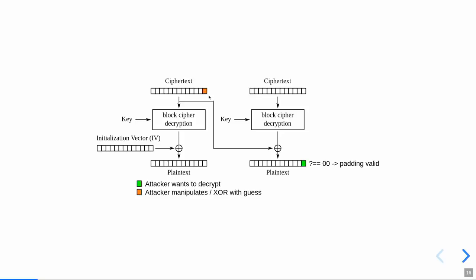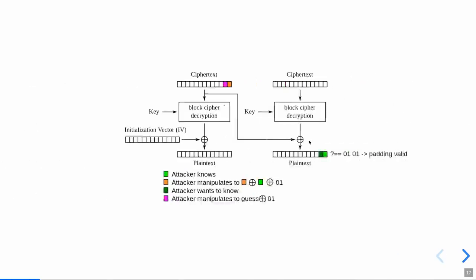And XORs it with this value. If you think about it, we XOR it here with the plain text. That means if we end up with a zero here, then the padding is valid. If we end up with some garbage value here, then the padding is probably invalid. So by making enough guesses, the attacker can decrypt a byte here under the condition that he learns somehow whether the padding is valid or not. So he could decrypt one byte, but he can go on.